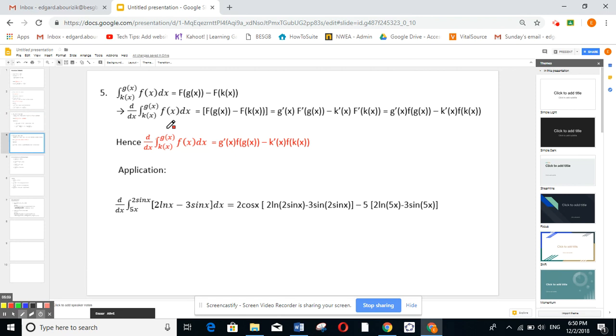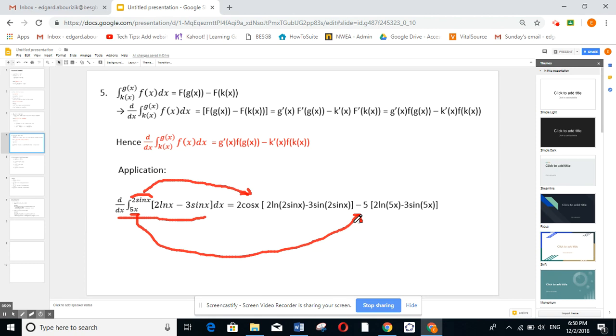The last one, if I have a constant up and a constant down, we combine the two above. Okay, so let us take an example. If you want to do the derivative of this one, I start by up. I do the derivative of 2 sine x, it's 2 cosine x. I replace this x and this x by 2 sine x. You're going to get 2 ln 2 sine x minus 3 sine 2x. Then I take down derivative of 5x is minus 5. And I replace 5x here and 5x here, as you can see.